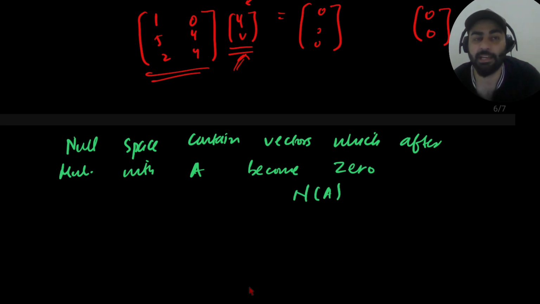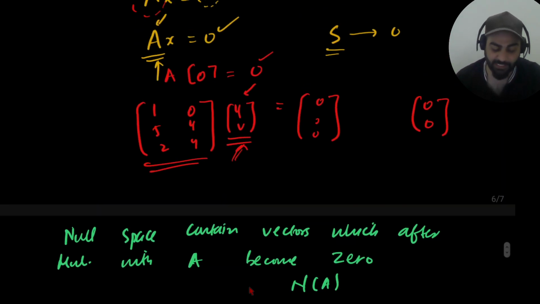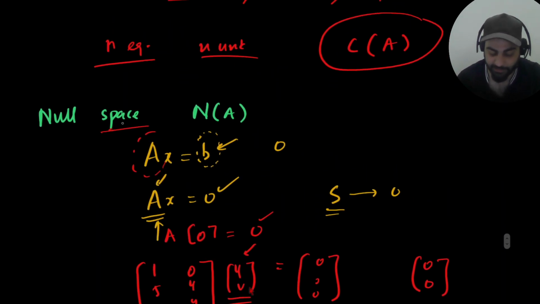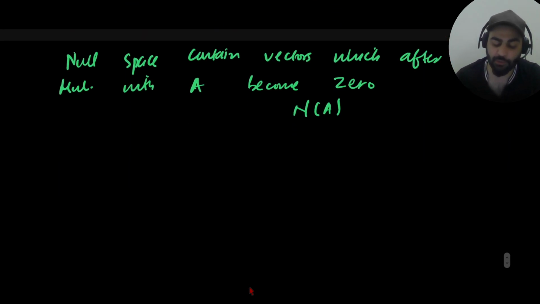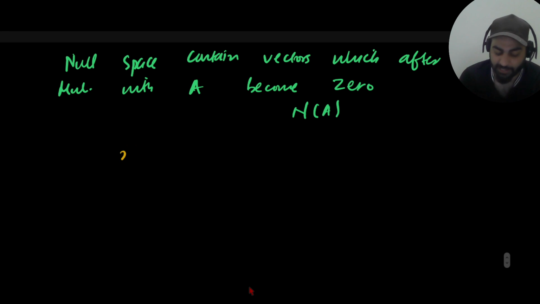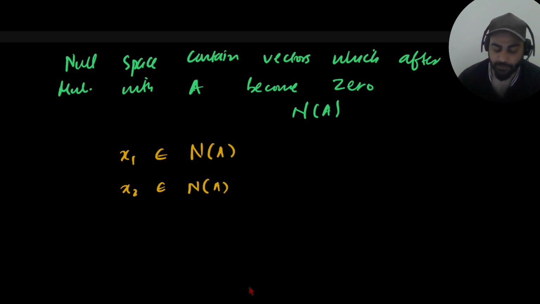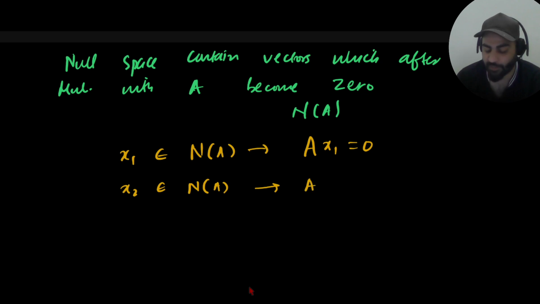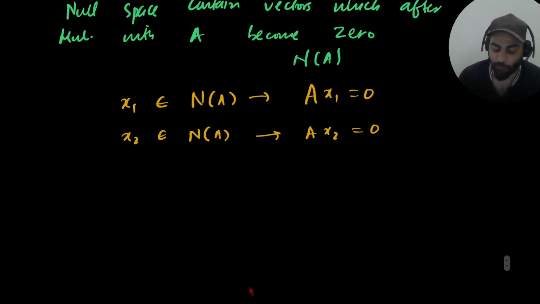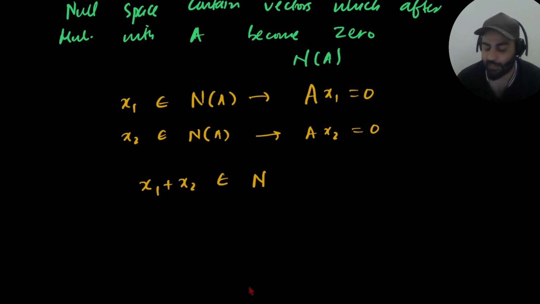So now the point is, is it a vector space? That's the question, because I'm using this term space here. In order to prove this, let's suppose we have an x1 vector and an x2 vector. Both of these belong to the null space of A. So A of x1 is 0, and A of x2 is 0. What I want to see is, if I take x1 plus x2, does it also belong to the null space of A? This is what I want to prove.